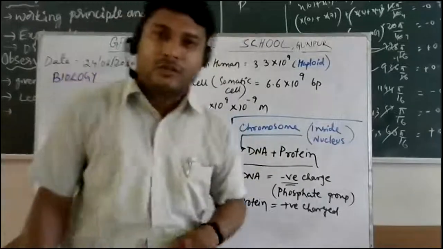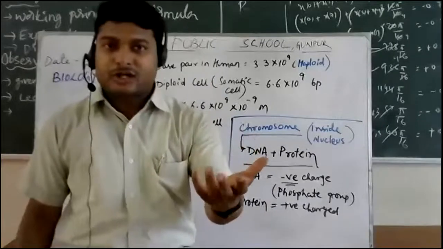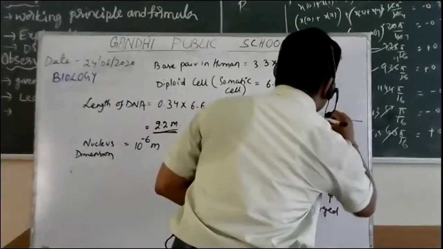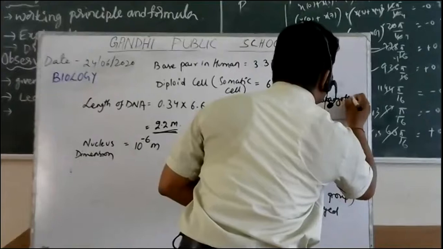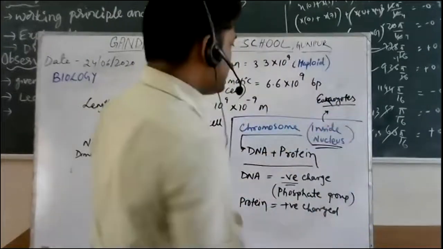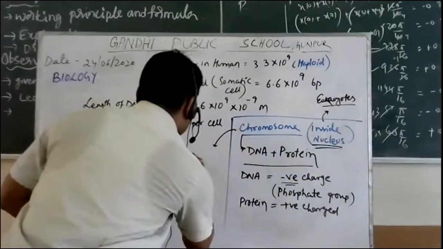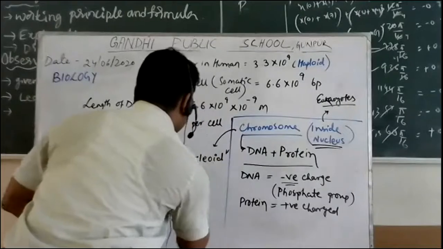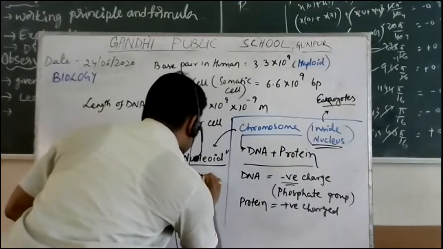Now, in case of prokaryotes, again, I'll tell you this tomorrow. In case of prokaryotes, the chromosome is not present inside a nucleus, as it is in eukaryotes. In prokaryotes, there is no nucleus, and instead there is something called a nucleoid. Okay, so nucleoid you see in case of prokaryotes.